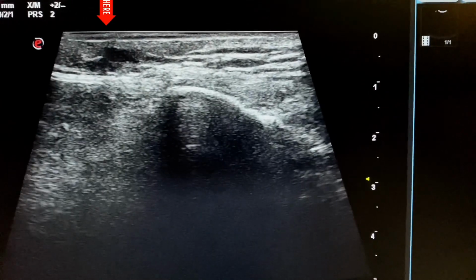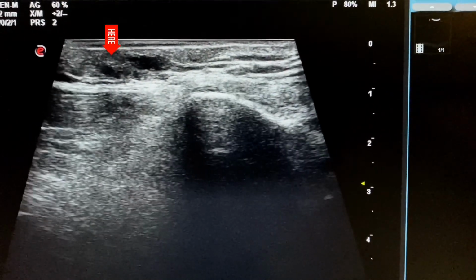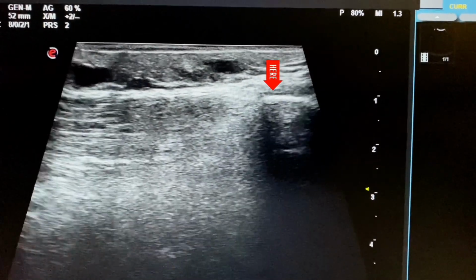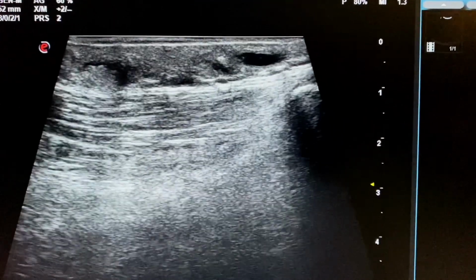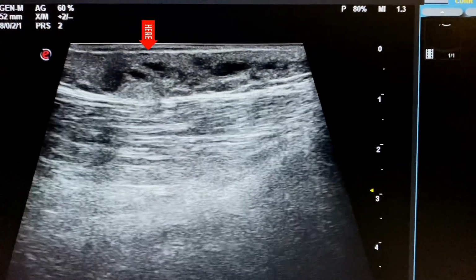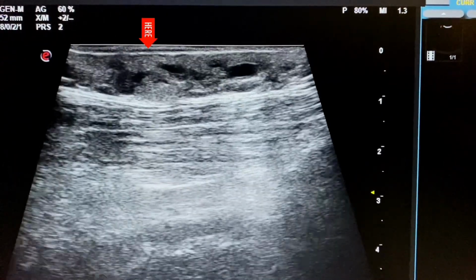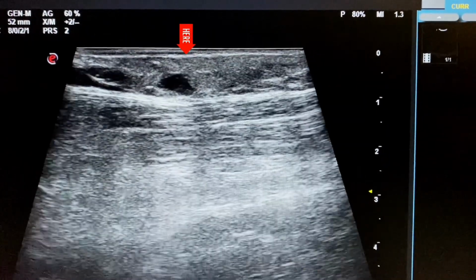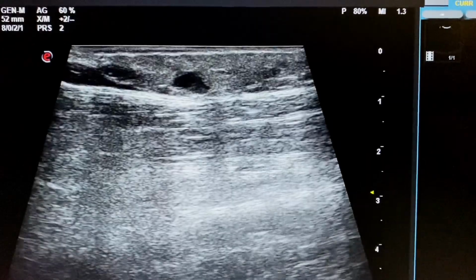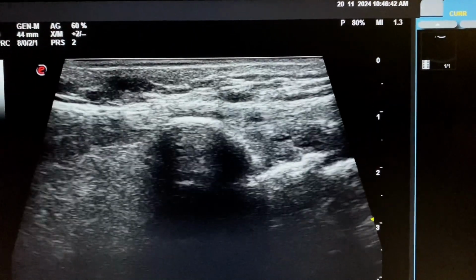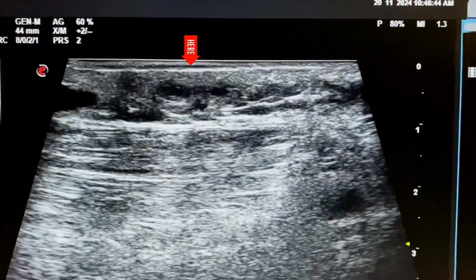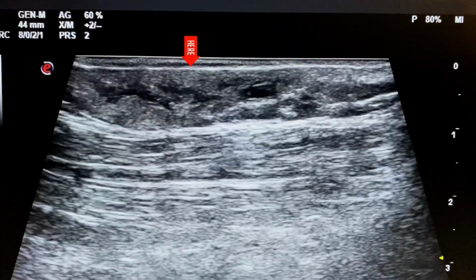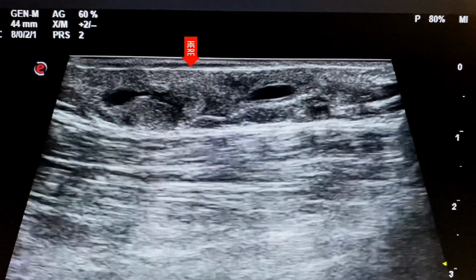Here we see the skin, subcutaneous tissue, muscle layer, and cortex of bone, which appears echogenic. Here we see the hypertrophy of subcutaneous tissue with some hypoechoic areas. The subcutaneous soft tissues are less echogenic, but no mass or lesion is seen.